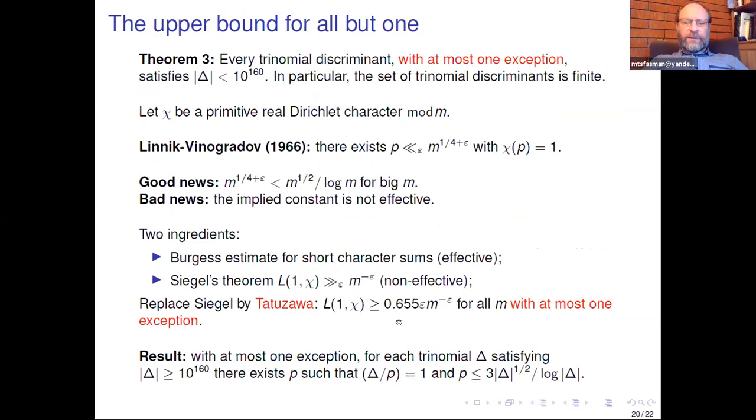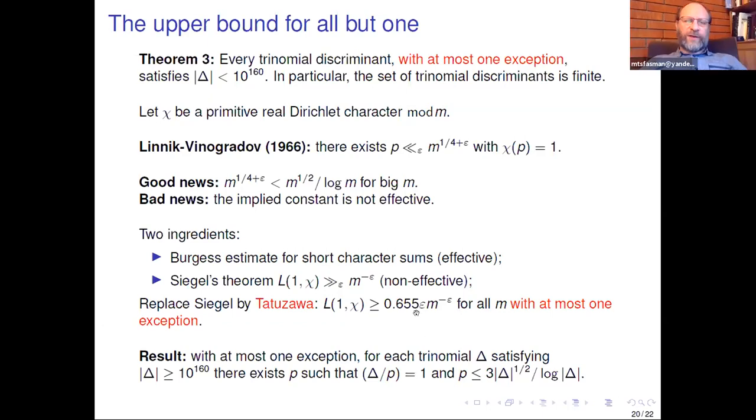So what is Tatuzawa's result? We should impose certain conditions. But if we fix epsilon, which should not be too big, consider all moduli M, and all primitive real Dirichlet characters, then for all of them we have this completely explicit inequality with at most one exception. So this is a very strong, much stronger version of Siegel's theorem.